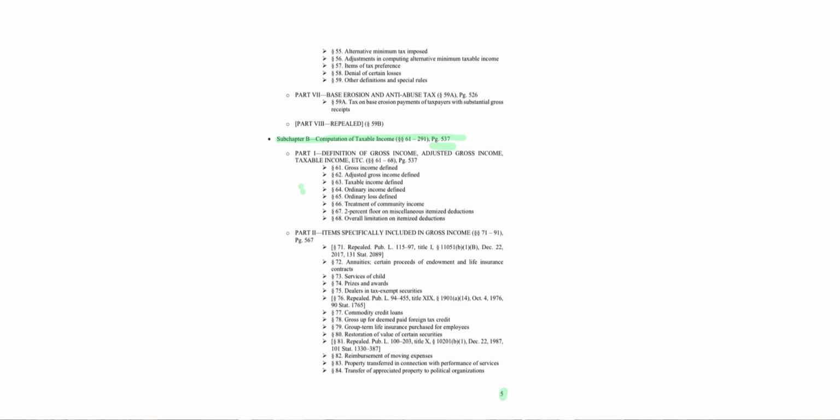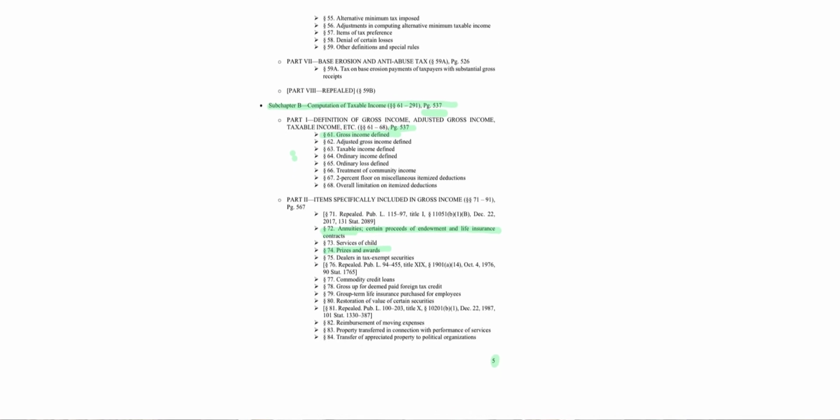Again, I also have the parts. So part 1 you find is page 537. We're going to look at section 61. We're going to go through section 61. We're going to talk more about why later on, but that's one of the code sections that we're going to highlight, okay? And then we're going to go to section 72, annuities and other items. Then we're going to talk about section 74, prizes and awards.